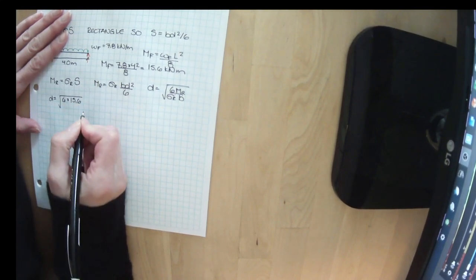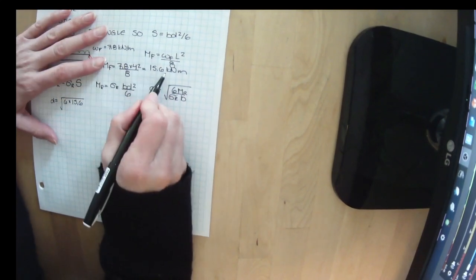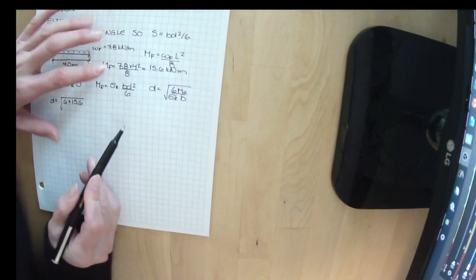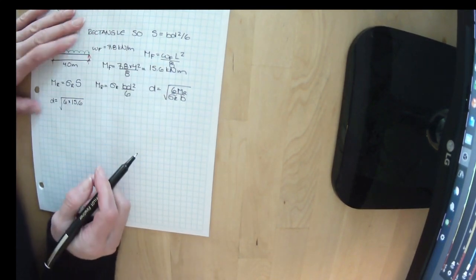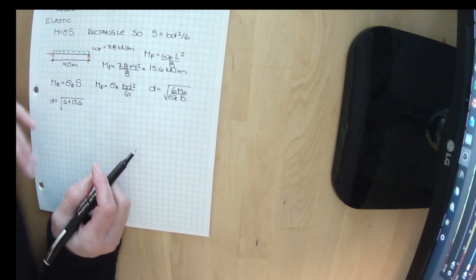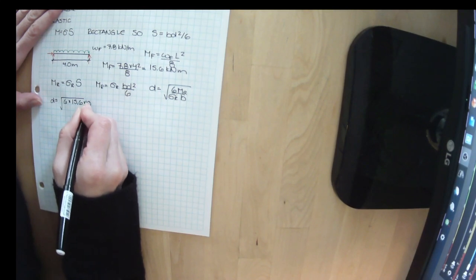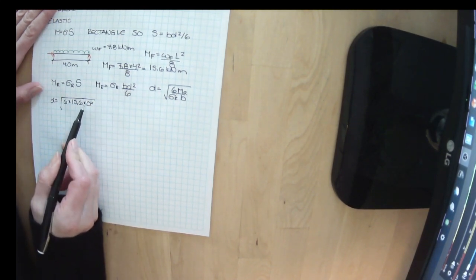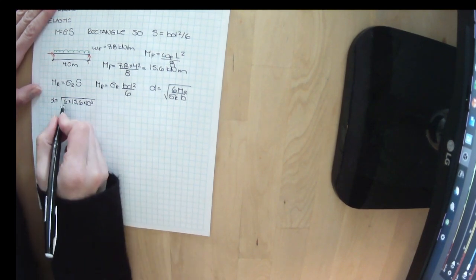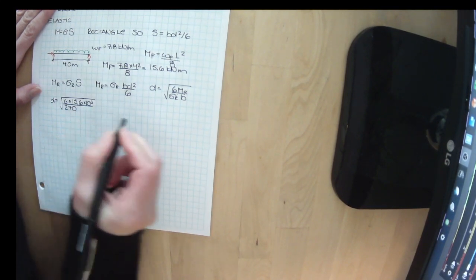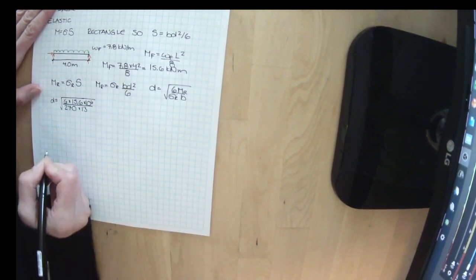So 6 times 15.6. Now here's the thing. This is in kilonewton meters. We like to talk about things once we're using stress in Newton millimeters. Remember in those last examples, we got things in Newton millimeters because we were using stress. We're going to want to use this as Newton millimeters, so times 10 to the 6, because we're going to multiply it by 1,000 and then multiply it by 1,000 again. Divided by our stress, 270 MPa, divided by our B, which was 13 millimeters.